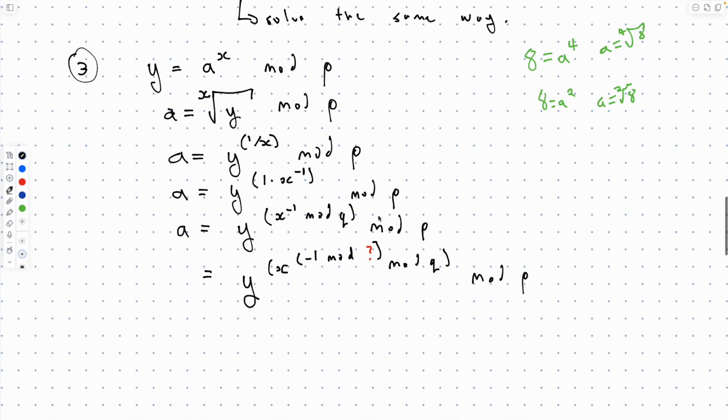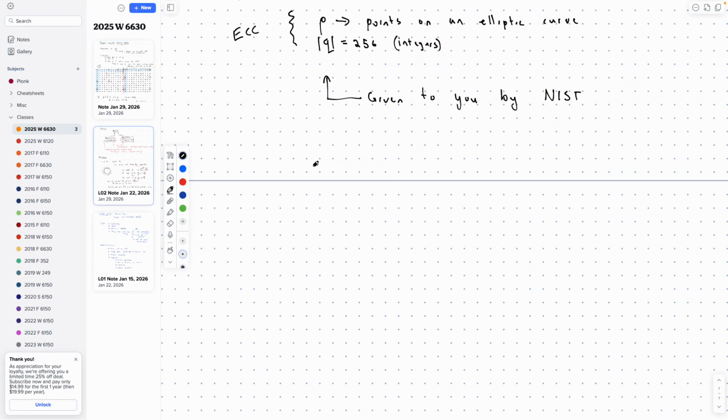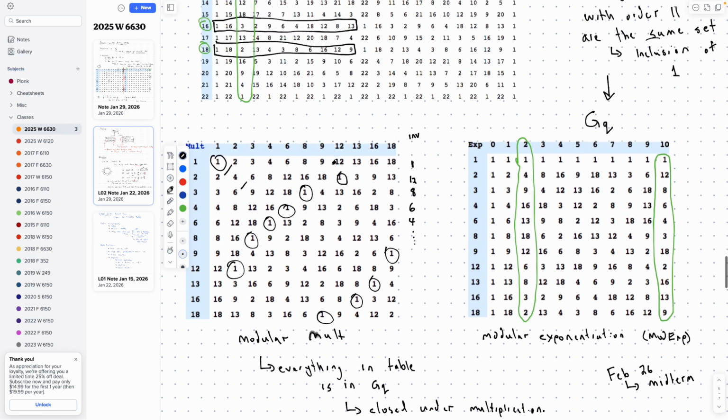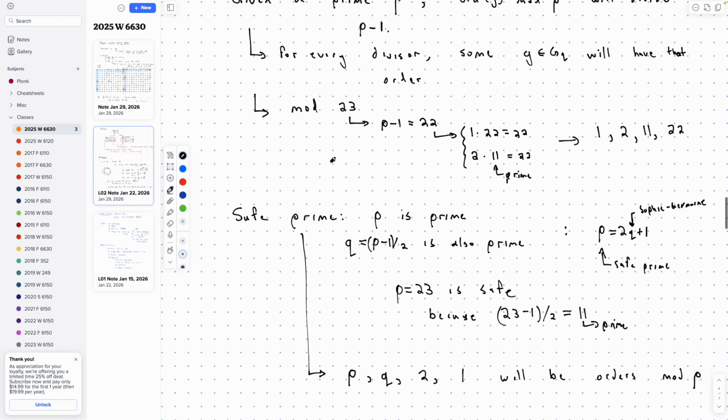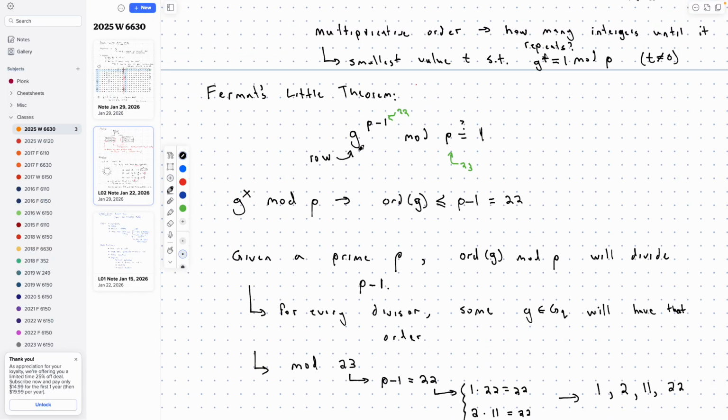What we can do is use that theorem that we used last time from Fermat. Let me find it. What does it say? It says g to the p minus 1 mod p always equals 1. So in our case, because we're in an exponent, the only difference is that p's become q's. But this relationship still holds.